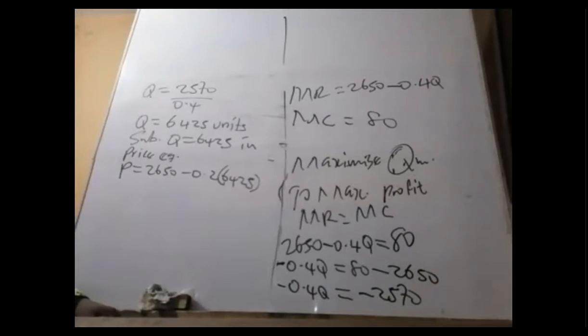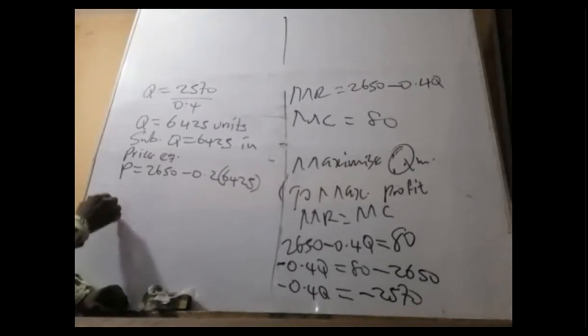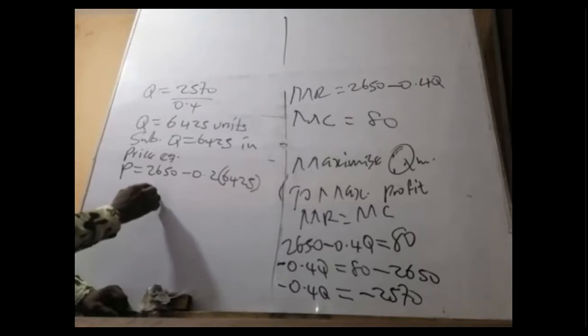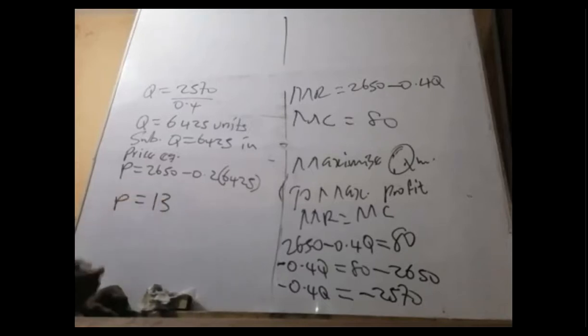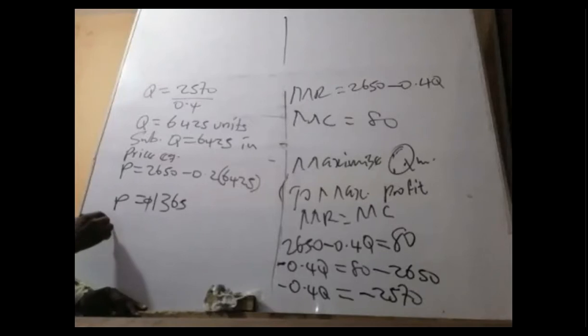Okay. So the price is what? The price happens to be 1,000. Okay, so the price will be P is equal to 1,365 Ghana cedi. Perfect. So I can ask you to find for the total revenue for me.